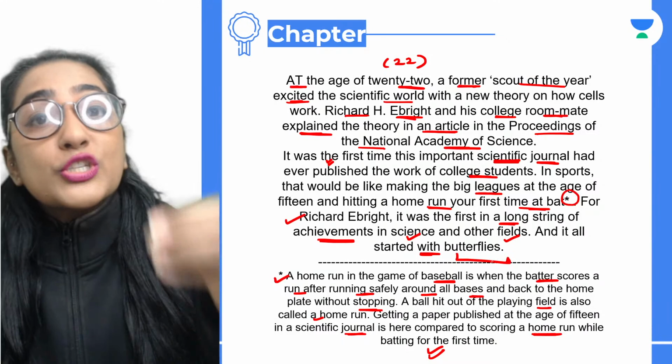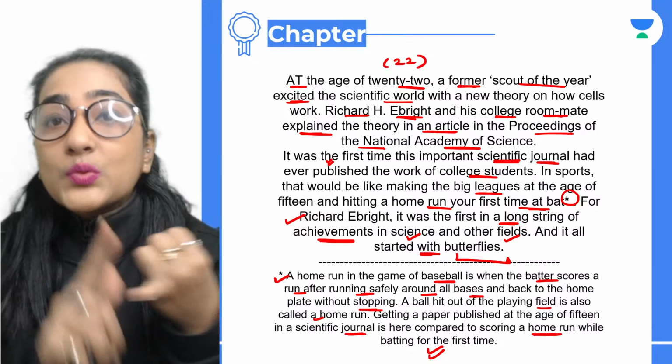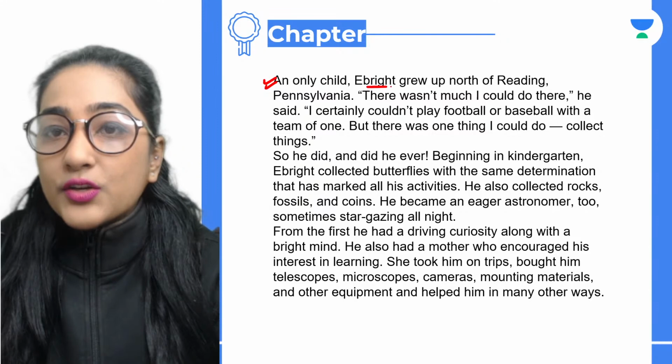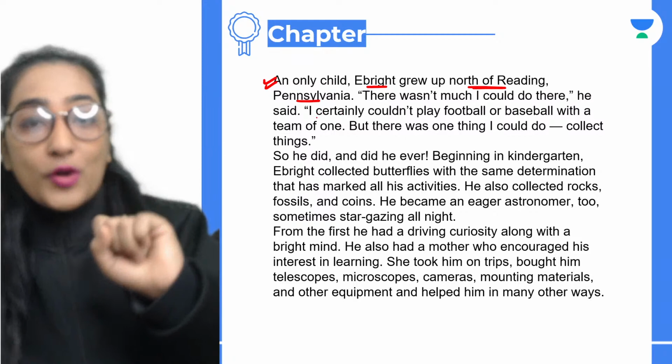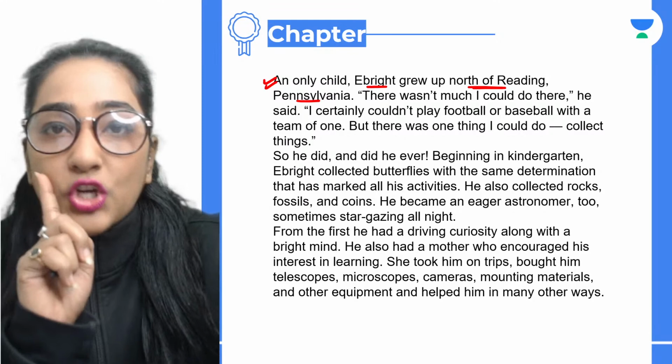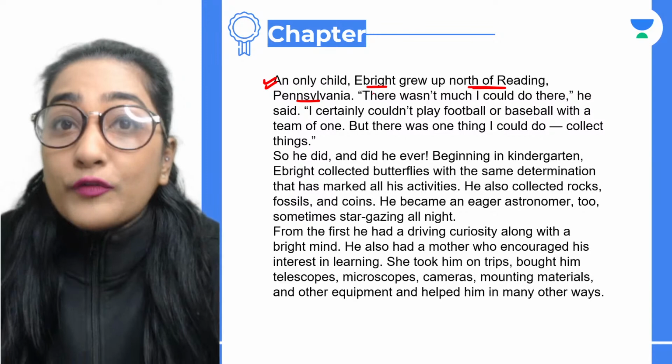How was he able to explain the theory of how cells work? He was able to explain that with the medium of what? Titliyan, butterflies. Okay. Now, as an only child, Ebright grew up north of Reading. Okay, guys. All right. So here we are basically talking about what? Here we are talking about the fact that he was just an only child. What do you mean by an only child? That he was the only child of his parents and he grew up north of Reading.